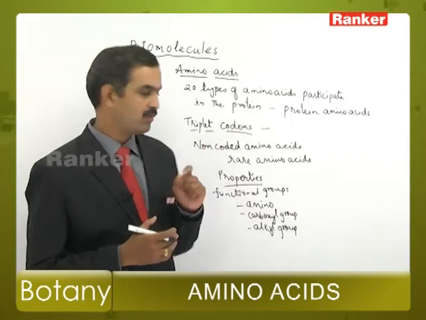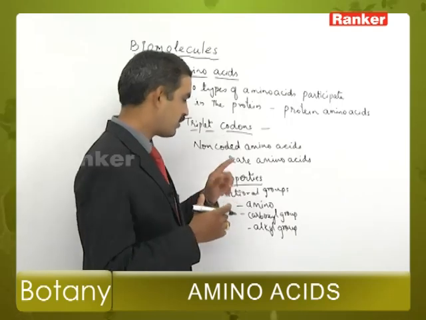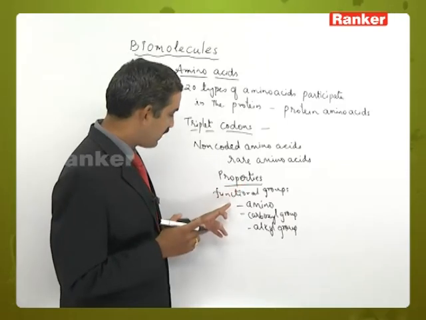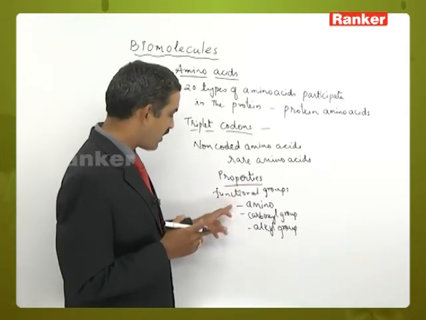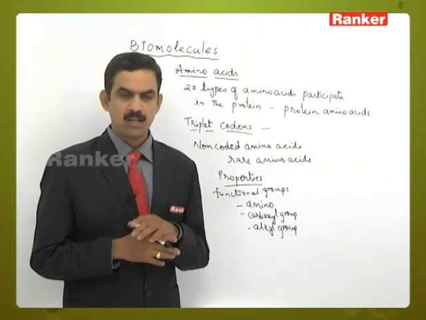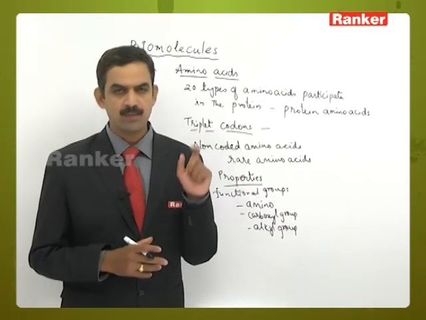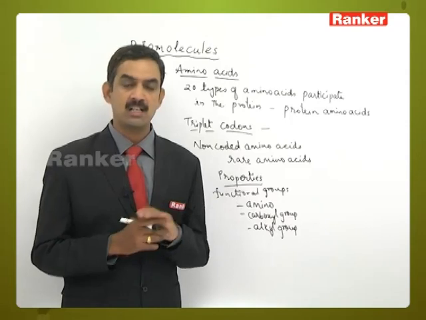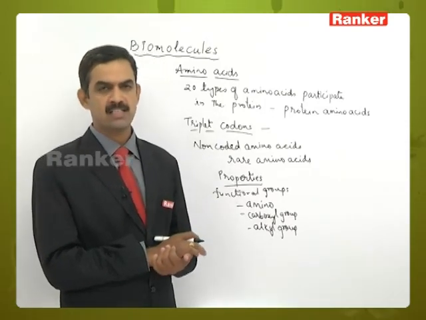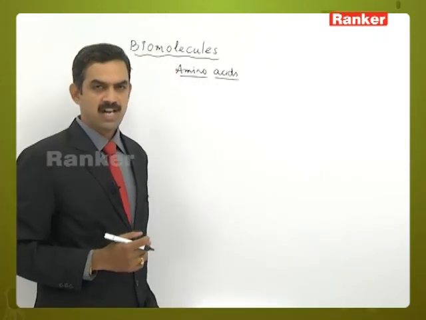Let's take one example: if more carboxyl groups are present when compared to amino groups, that amino acid will be acidic in nature. If an amino acid contains more amino groups when compared to carboxyl groups, it will be alkaline in nature. But in general, if the number of amino groups and carboxyl groups is equal, then it is a neutral amino acid. Likewise, the nature changes based on the number of amino and carboxyl groups. So let's see some of the types of amino acids.